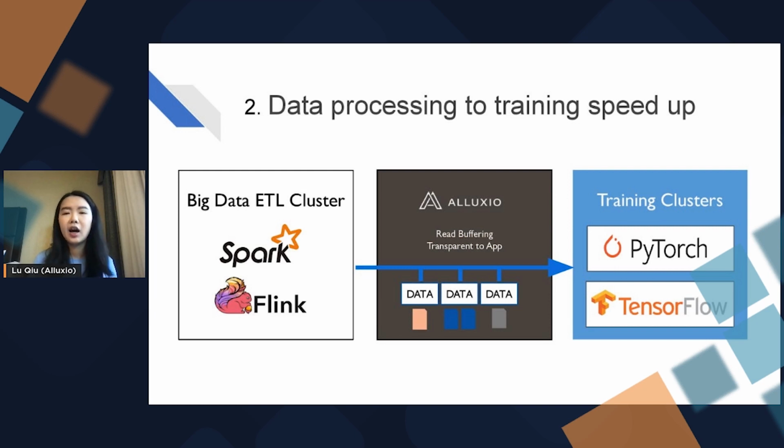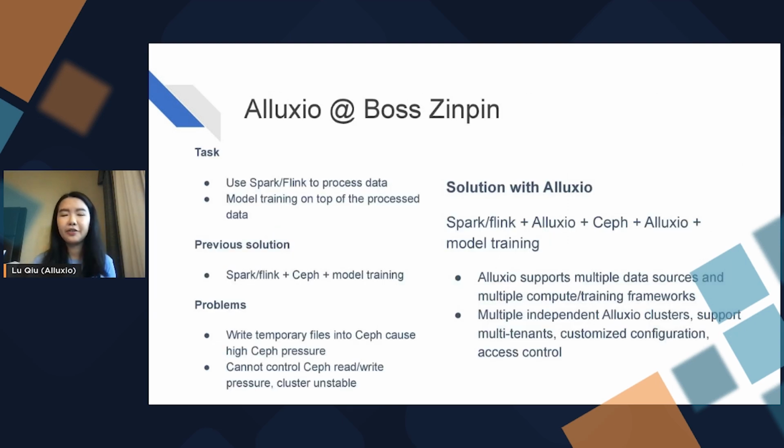So in this case, how can we use Alluxio to combine the data preprocessing and training together and speed up the whole process? For data preprocessing, there are multiple ways. First, we talk about how to use Spark or Flink to do some big data ETL, and then use training to use those preprocessed data. So for BossGP, they have a use case where they use Spark and Flink to preprocess data, and they need to do model training on top of the preprocessed data.